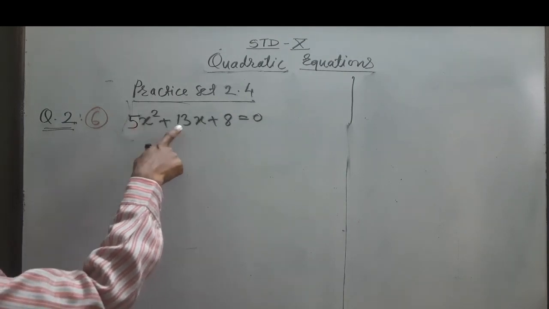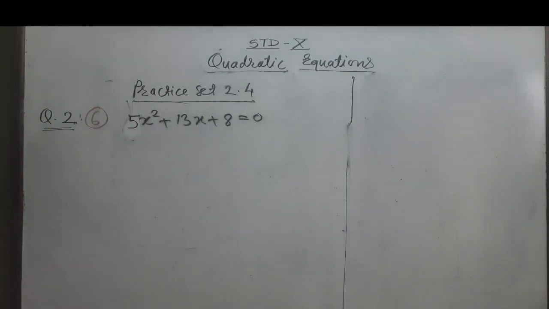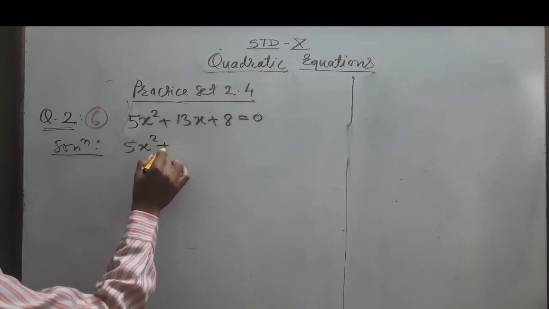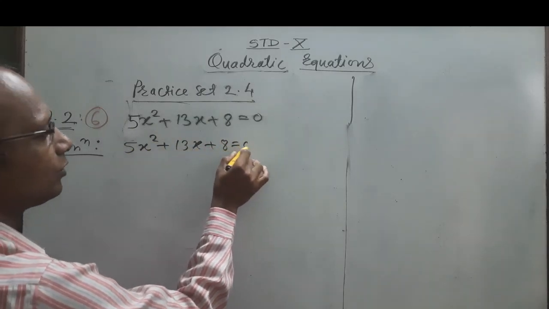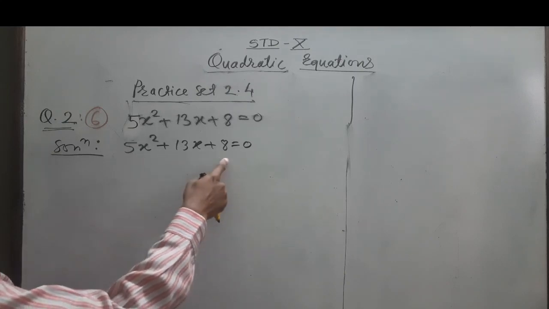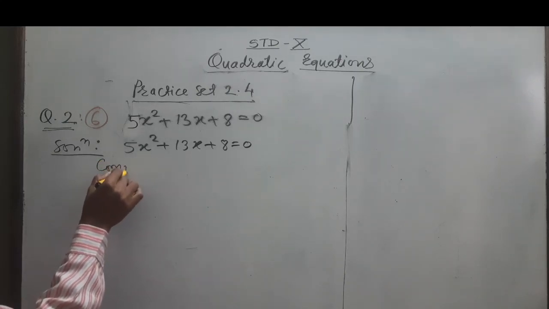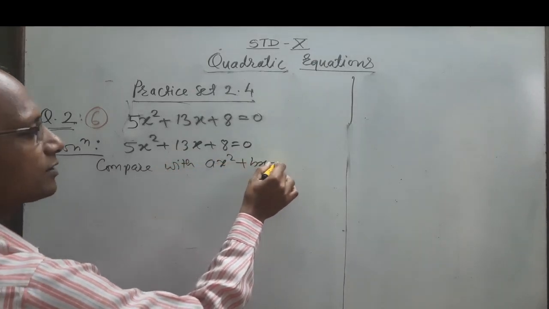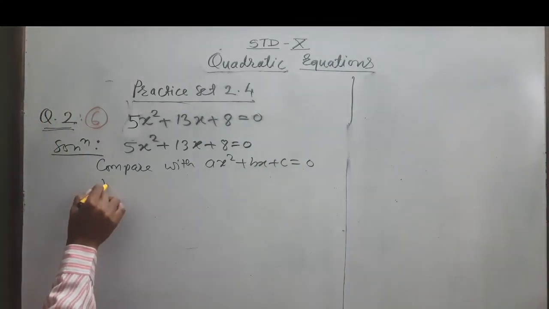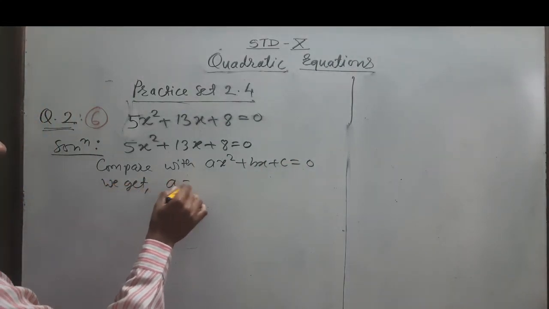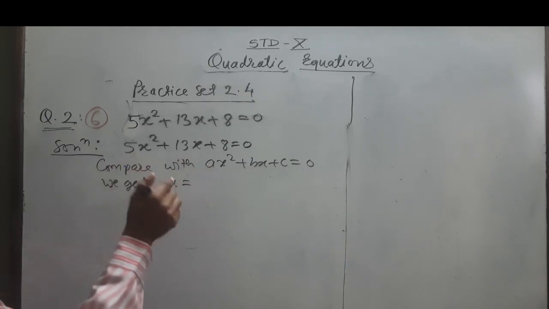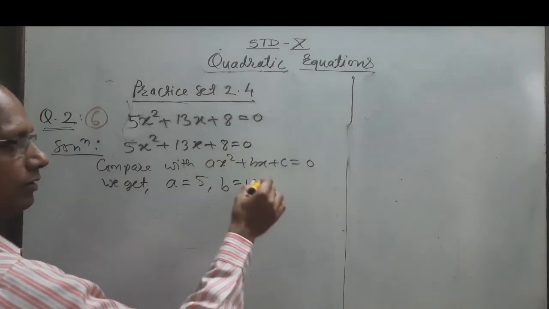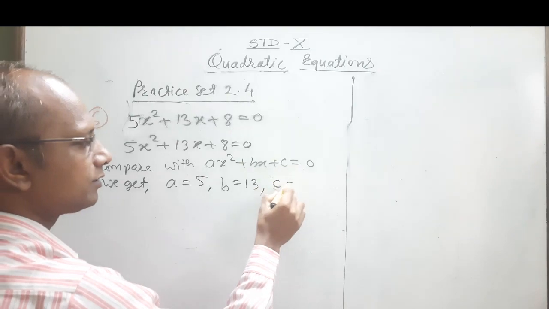There is 5x square plus 13x plus 8 equal to 0. This is the given equation. This equation is already in the standard form. So compare with ax square plus bx plus c equal to 0, standard form. What do we get? Compare: a, x square coefficient, is 5; b, x coefficient, is 13; c, constant term, is 8.